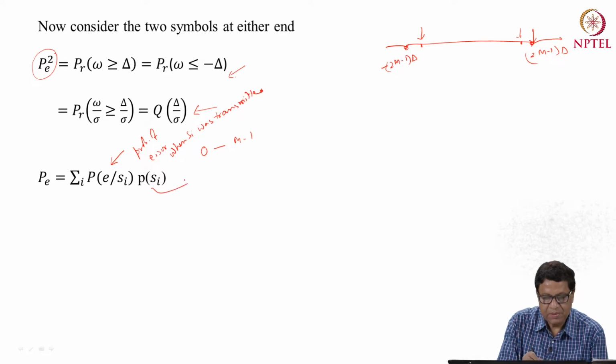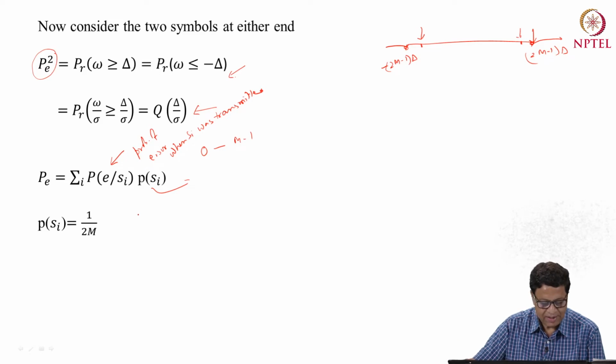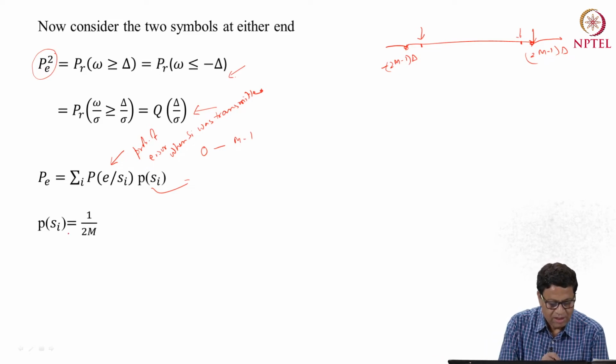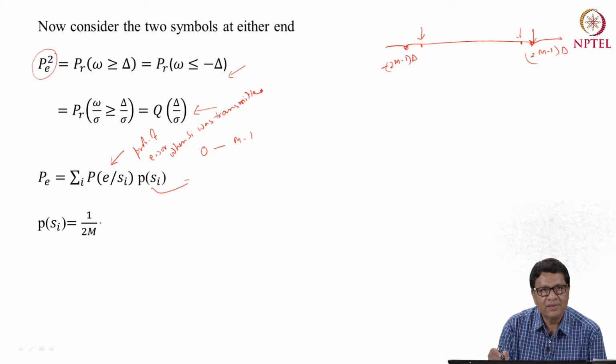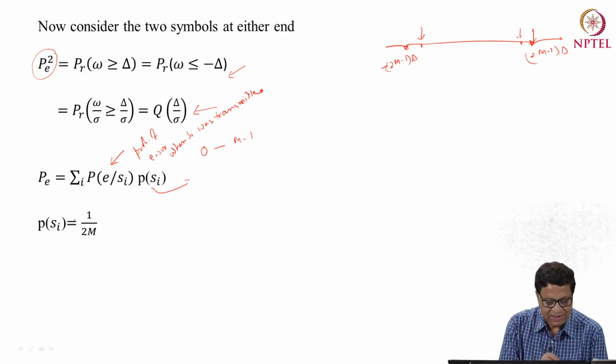And this is the probability that Si was transmitted. So this is the P_E, the total probability, and the total Si's are 2M. So assume that all the points are occurring equally likely. So the P(Si), the probability that Si was transmitted, is 1 by 2M.